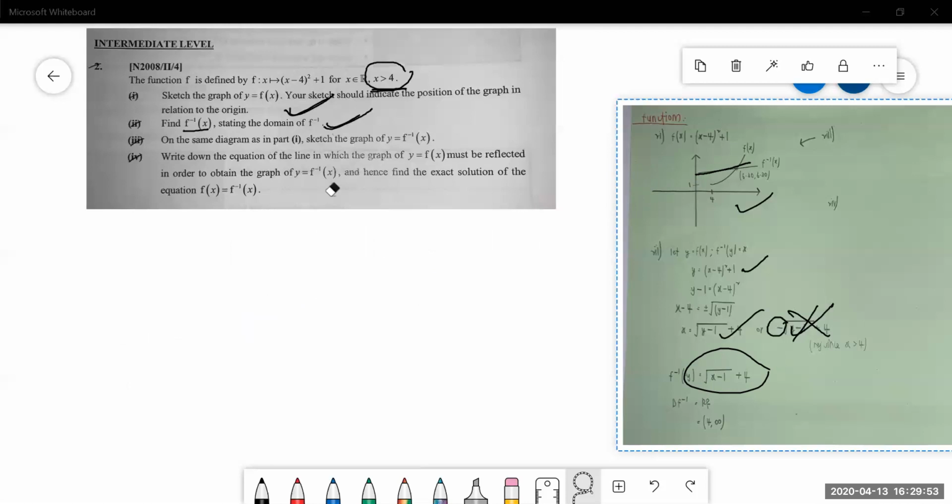Okay. Then write down the equation of the line in which the graph. Okay, sorry, we need to state the domain. Domain of f inverse is range of f. Yes, perfect. So once you know the range of f, the range of f is from 4, inclusive of 4. It has to be inclusive of 4. No, or exclusive, correct. But it's wrong, eh?